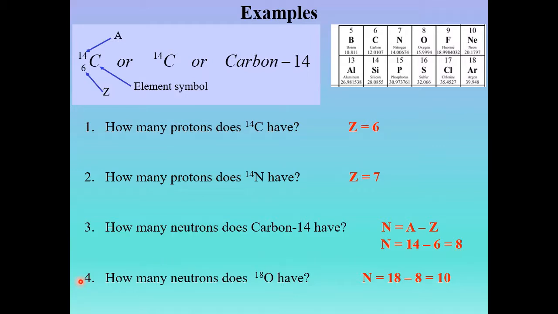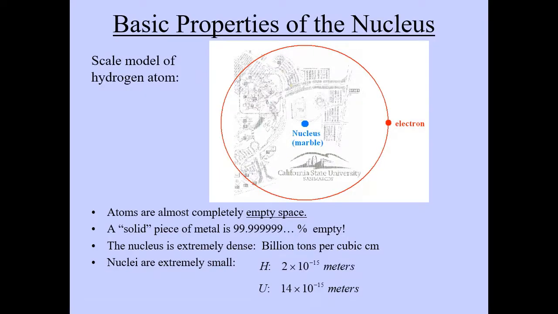And finally, a similar question, how many neutrons does oxygen-18 have? So for the neutron number for oxygen, again, we're going to take A minus Z. A is 18, because it's given right here, and we have to find out how many protons oxygen has. So we find oxygen in the periodic table, and we see its atomic number is 8. So we're going to take 18 minus 8, and the answer then is 10 neutrons.